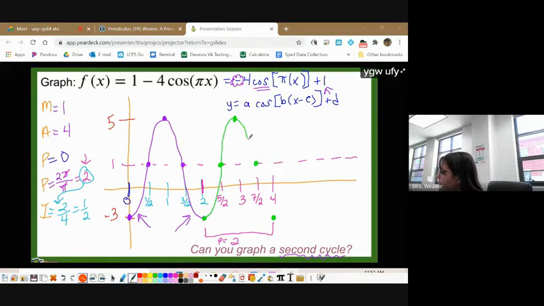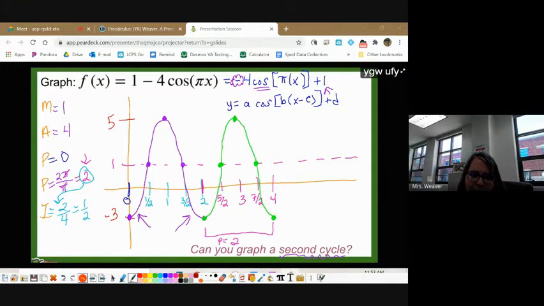A little tricky, takes practice. Okay, and now you're starting to see that wave. It looks more like it. Sine already kind of looks like the wave when you graph it. Cosine looks a little weird when you only see one cycle.